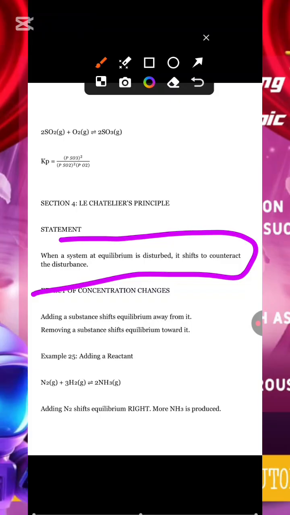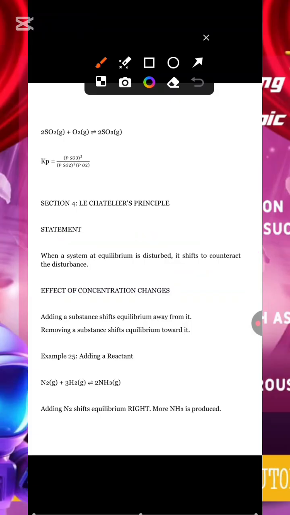What does that actually mean? It means that once the system is already at equilibrium and then something comes in to alter that equilibrium, the equilibrium will have to adjust itself in order to restore itself back again to equilibrium. All right, now what are the different factors that can alter the equilibrium?